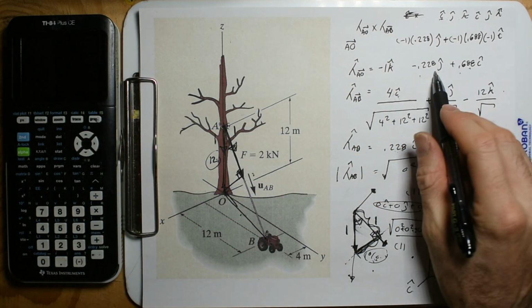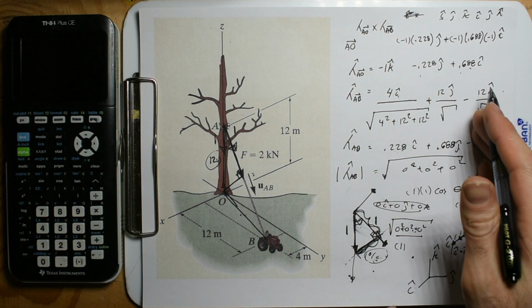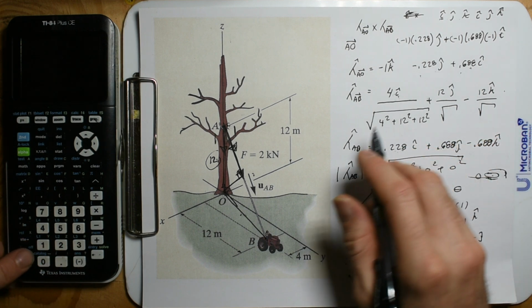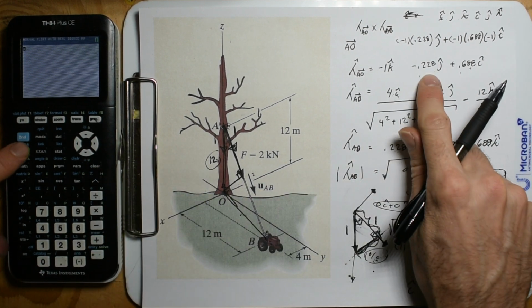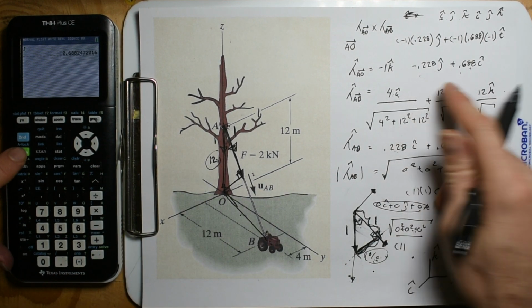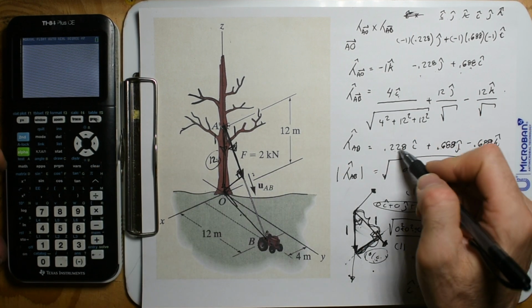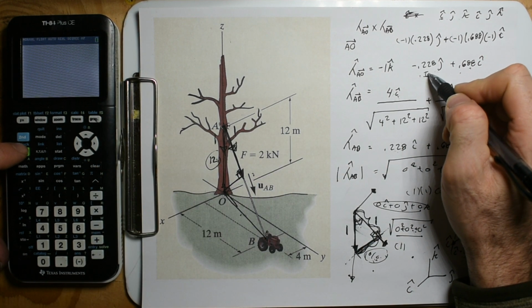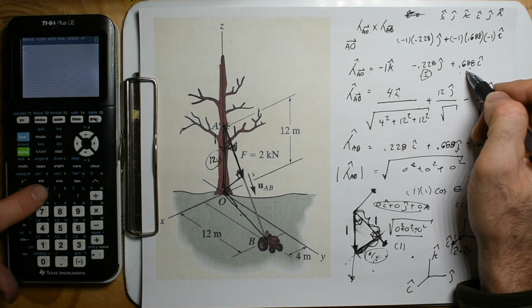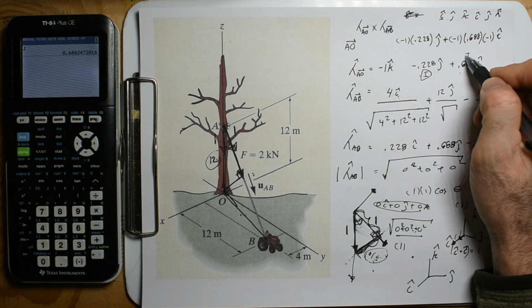So those are the 2 components. So now we have to take the magnitude of them. So in my calculator, this is just alpha j. No, never mind. This was alpha i in my calculator, and then this was alpha j. Sorry about that.